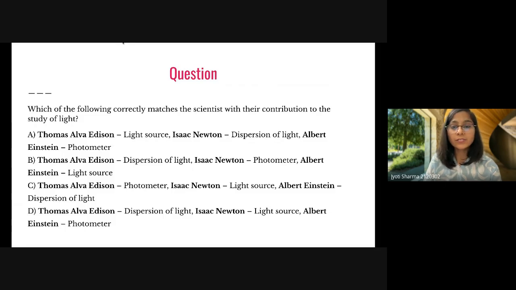Okay, this is based on spectrophotometry. So we have the name of the scientist and their contribution. Light source: who invented the bulb? Who talked about the dispersion of light? Who talked about the photometer? And related to the scientist name. So can you tell me A, B, C, D? Who invented light source? Who talked about dispersion of light? Who talked about photometer?